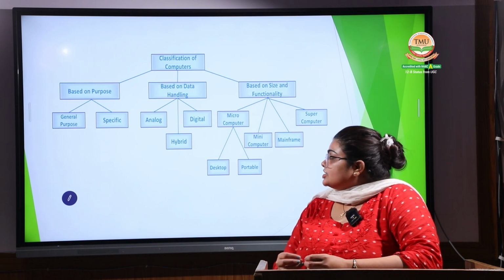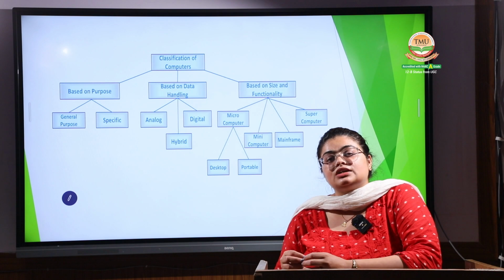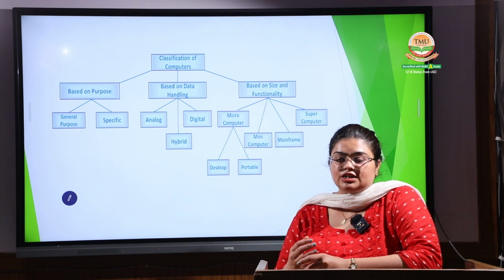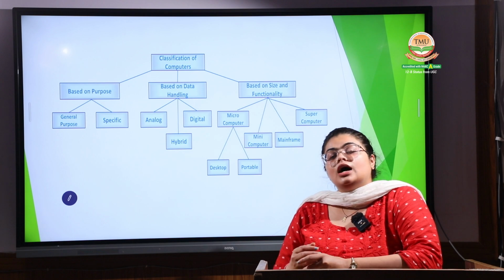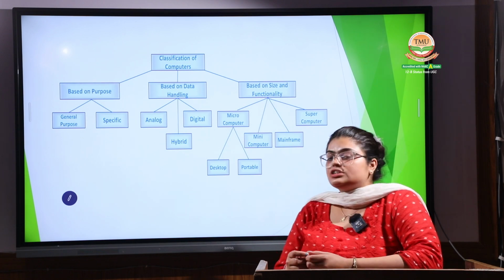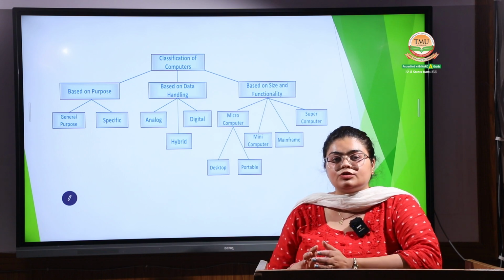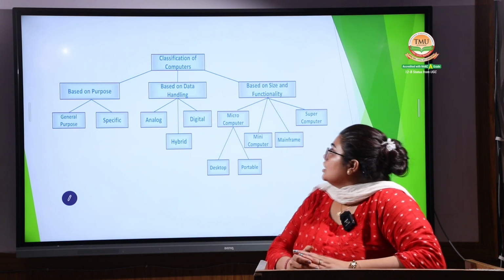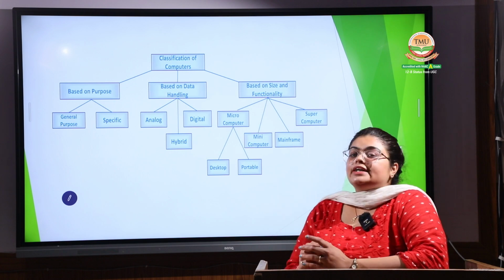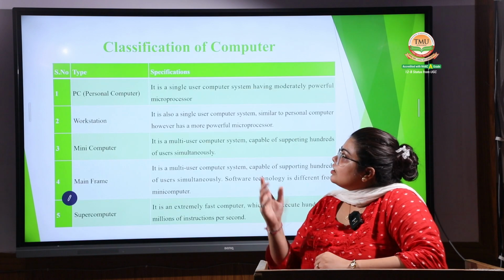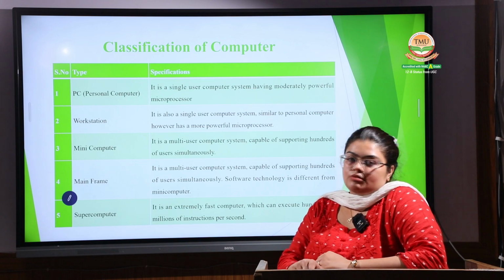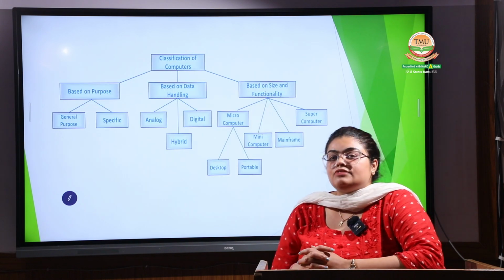Second, digital computer. Digital computers are the computers like your wristwatches, the digitalized machines, which understand the digital data, and the hybrid computers are the computers which are a mixture of the analog computer and the digital computers. Now the last, based on the size and functionality, which I have already mentioned in the first slide, that is PC, workstation, mini computer, main computer, and the supercomputer. They are based on the size and the functionality.